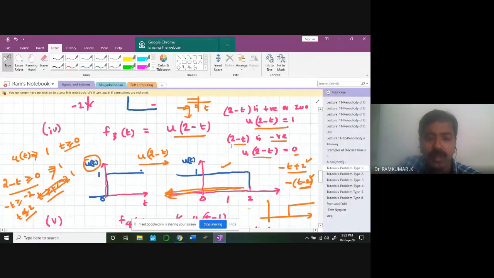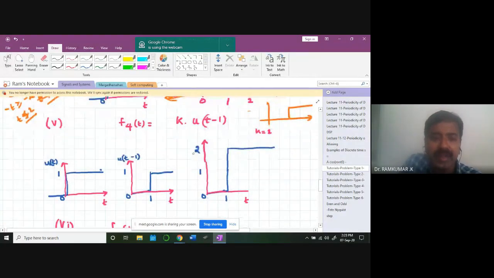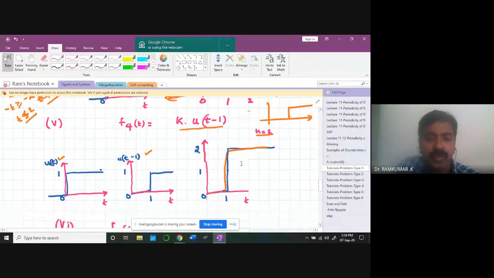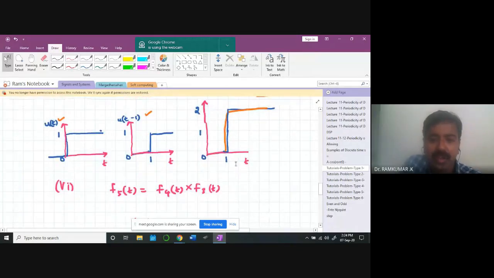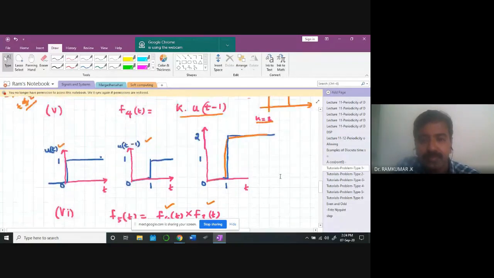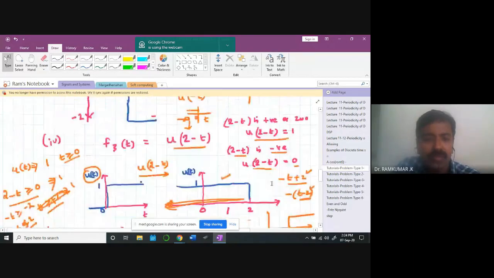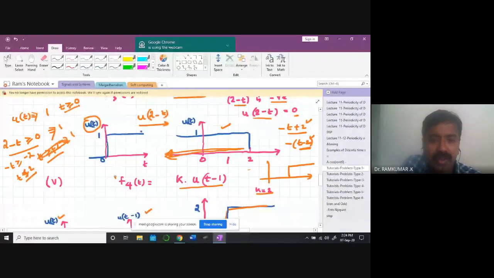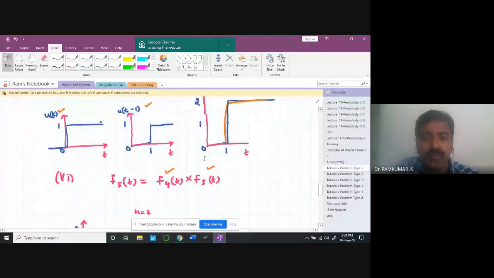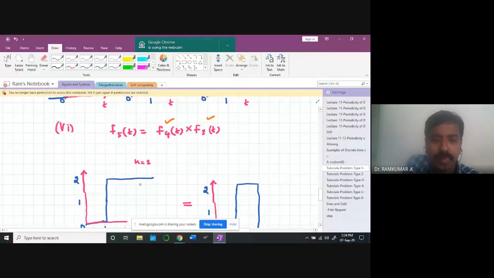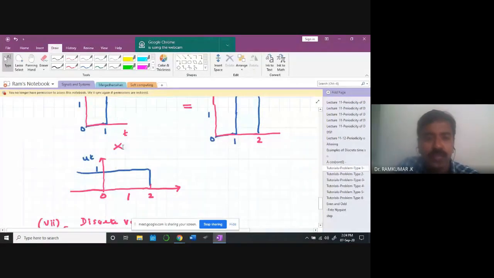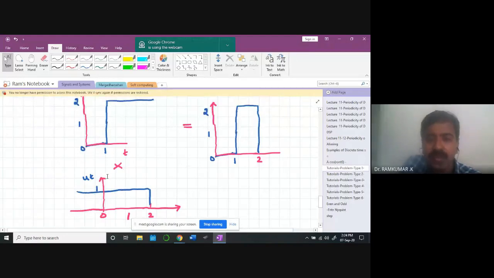Now let us take one more example. What about this example? K times u of t minus 1. U of t is the signal, u of t minus 1 is this. K times means any k you can take. K equal to 2, if you plug in, you are going to get this waveform. Then you can multiply these two signals, f4 of t and f3 of t. When you multiply these two, you're going to end up in this waveform.